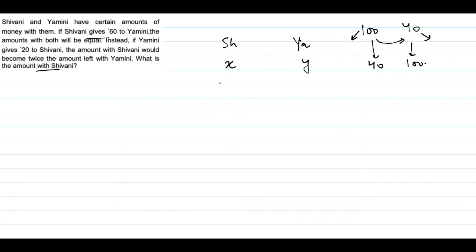So here, if Shivani gives 60, what will be left? x minus 60. And for Yamini, it will be y plus 60. And what we are told is that if Shivani gives 60 to Yamini, the amounts with both of them will be equal. So this is the first condition. From this I get x minus y equal to 120.